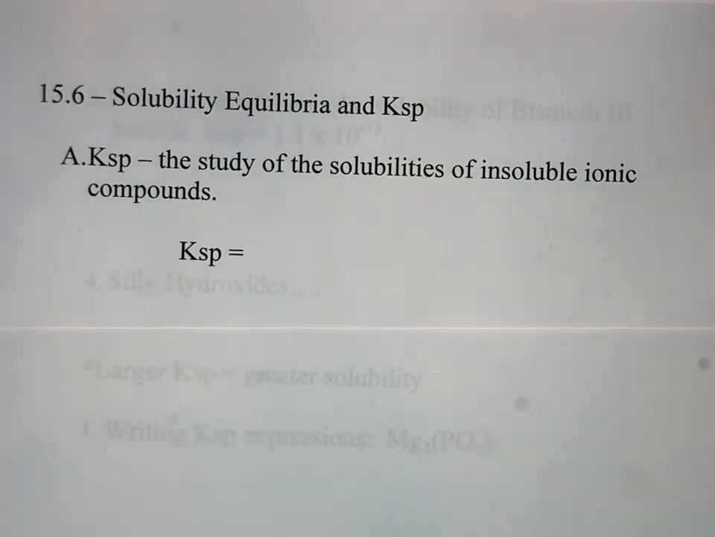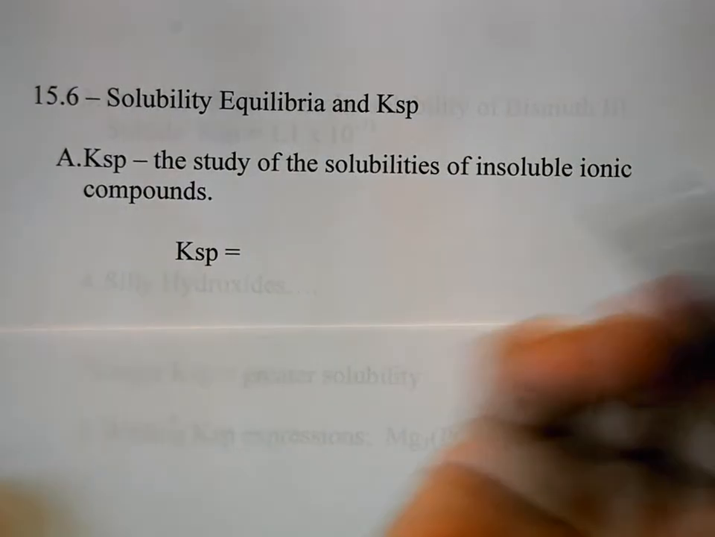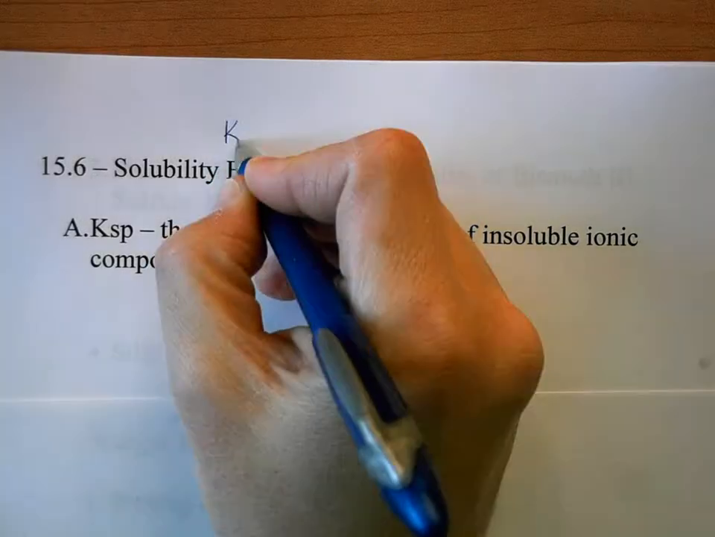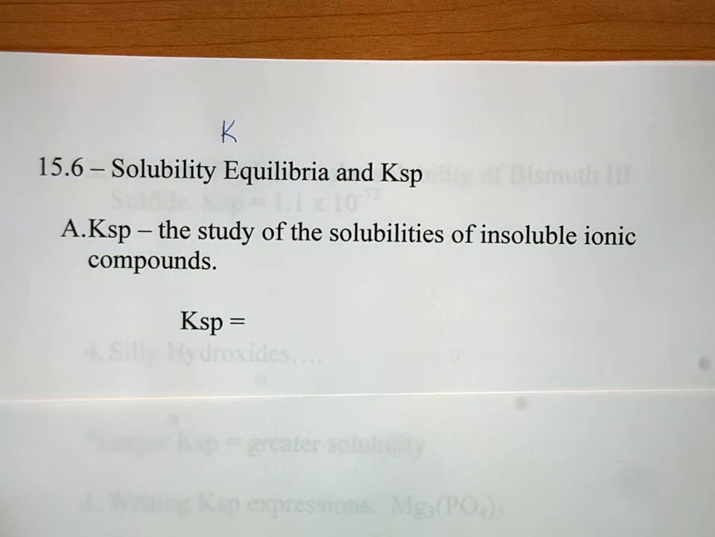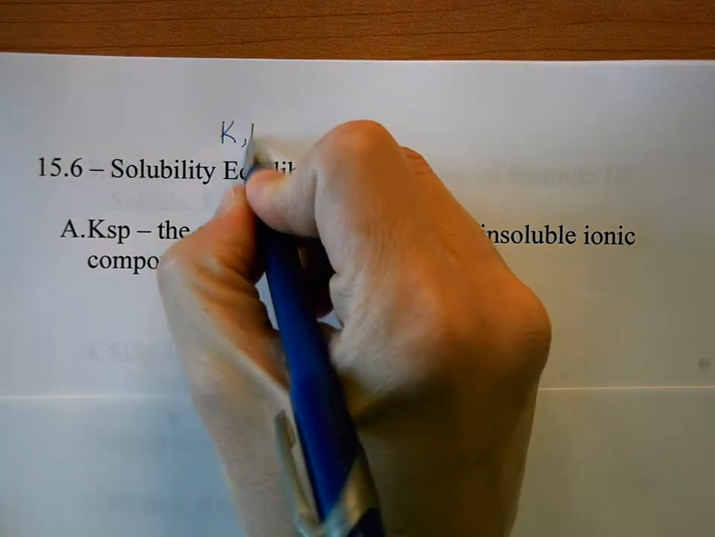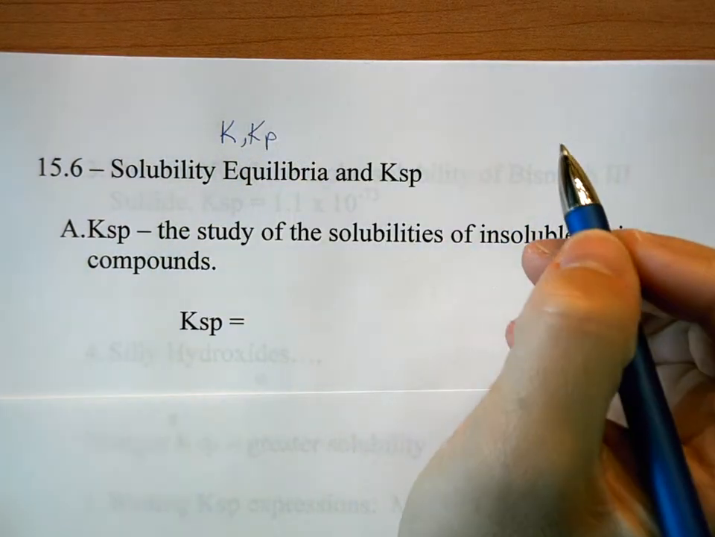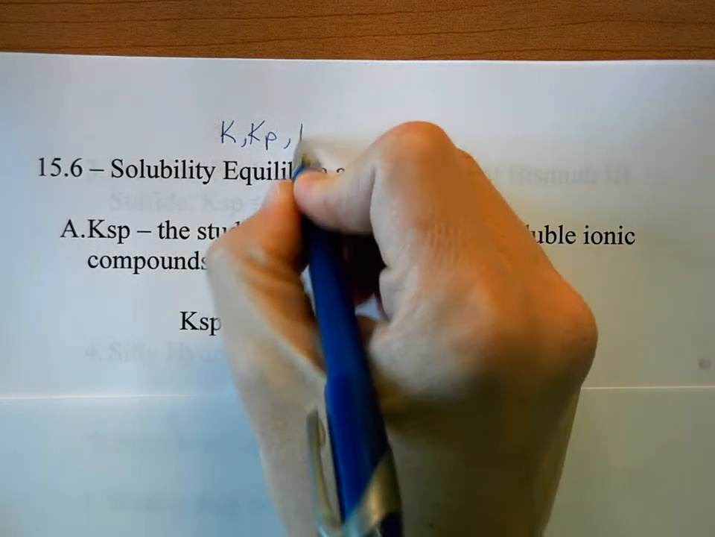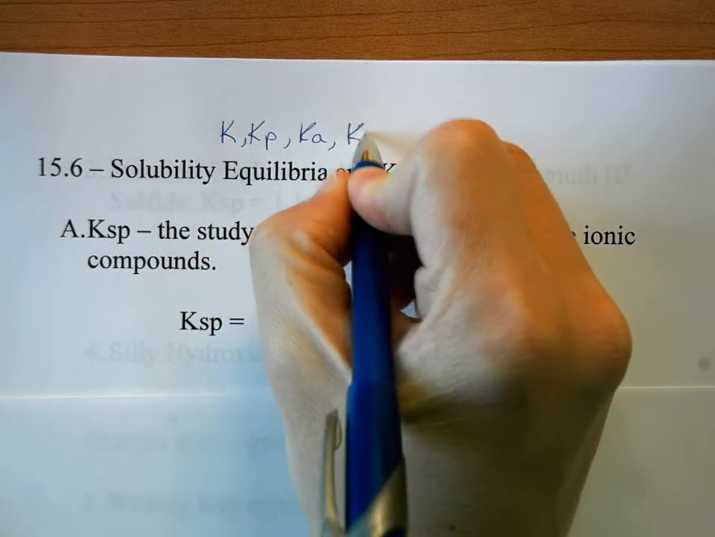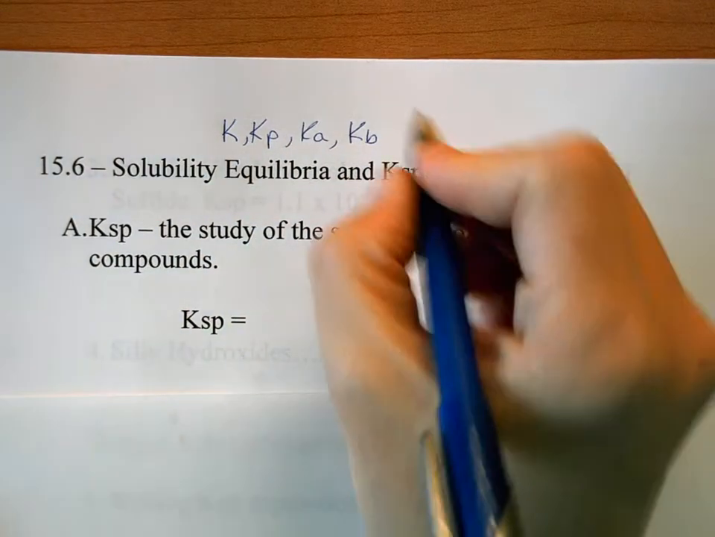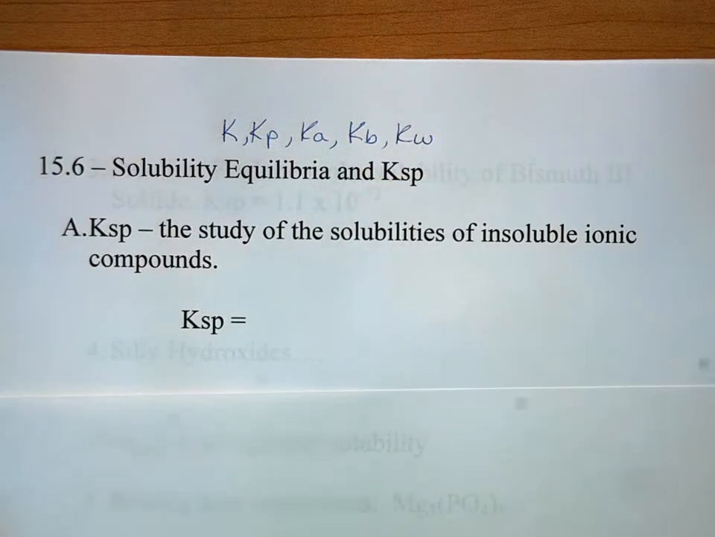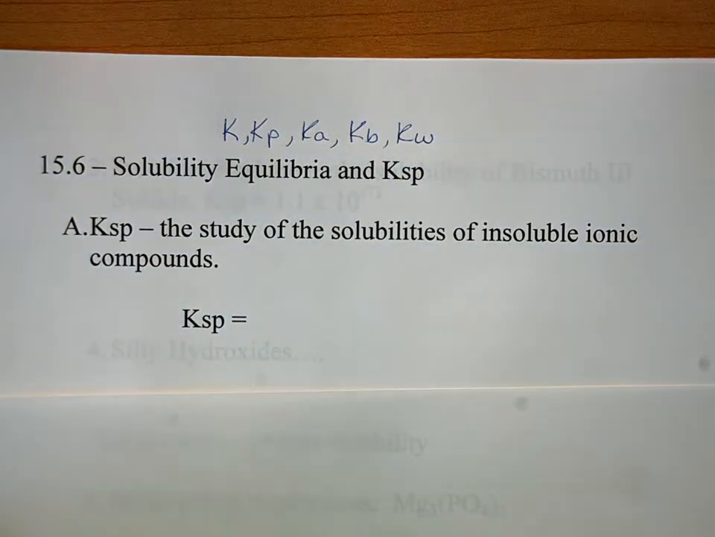Okay, we're continuing on with 15.6 today. We have talked about all kinds of different K values. We've talked about regular K, the equilibrium expression based on concentration. We've talked about Kp as it deals with partial pressures, acid dissociation constants, base dissociation constants, the 1 times 10 to the negative 14th autoionization of water constant.